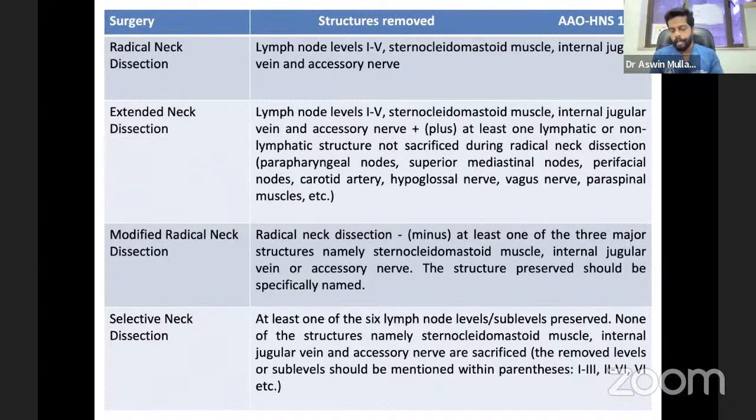So in the modified radical neck dissection, according to the situation, we will be either sparing muscle, vein, or nerve. That is purely based upon the clinical scenario. Then extended neck dissection: any additional levels or additional structures you are taking along with your neck is called extended neck dissection. Nowadays, we are not directly mentioning SND, RND, MRND. We'll be mentioning like level 1 to 3, level 1 to 4. So specifically, we have to denote which levels we address in our surgeries.